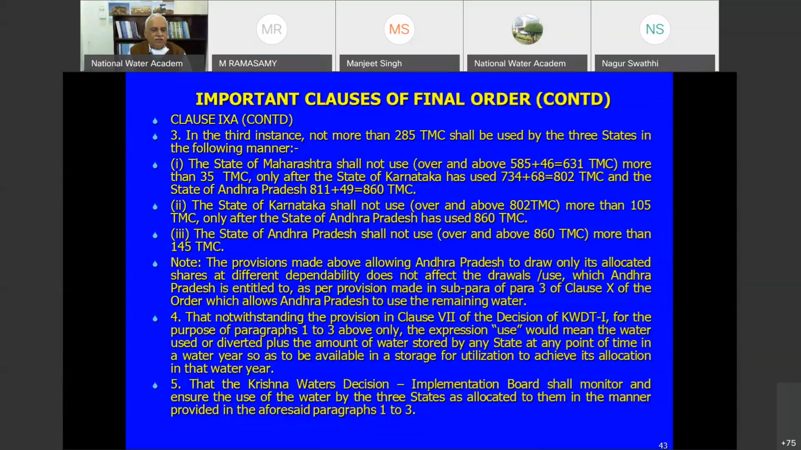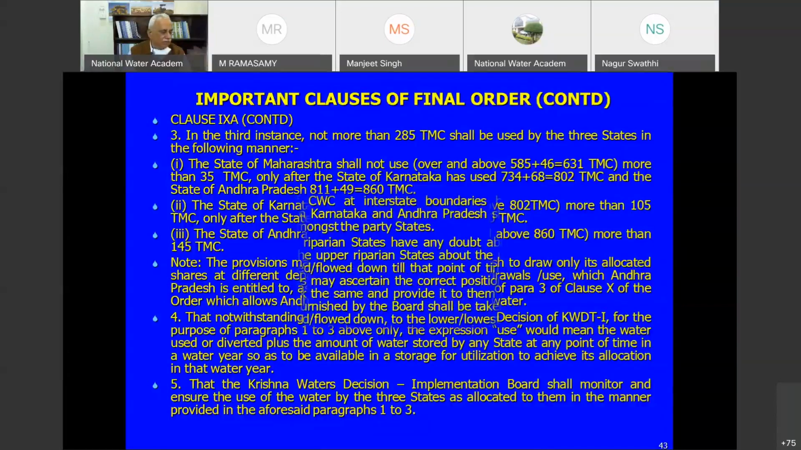Decision Implementation Board shall monitor and ensure the use of the water by the three states as allocated to them in the manner provided in the aforesaid paragraphs 1 to 3.